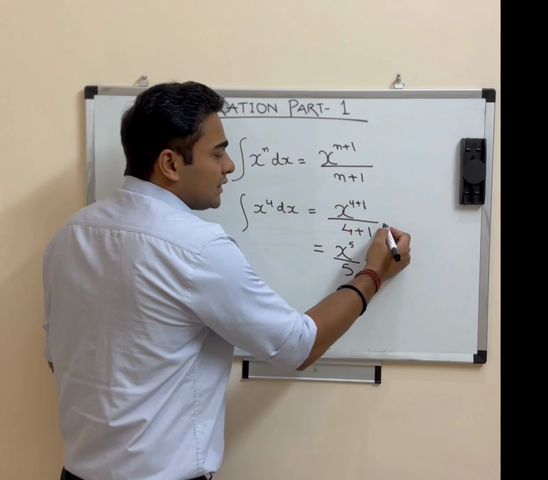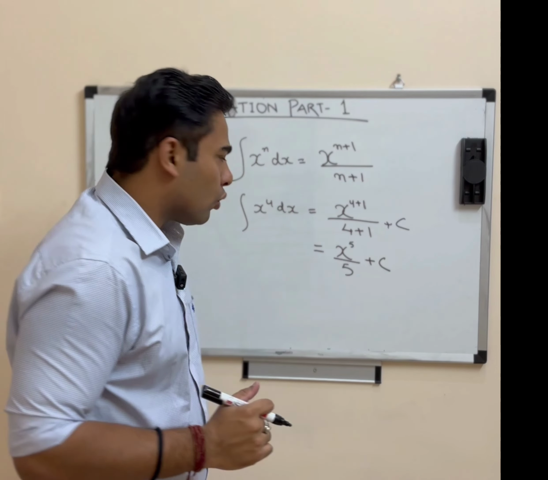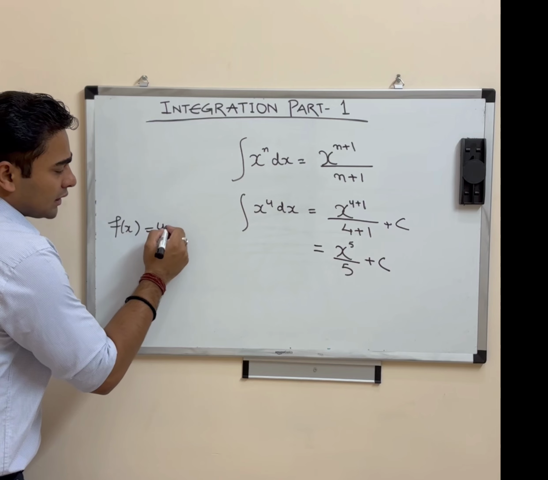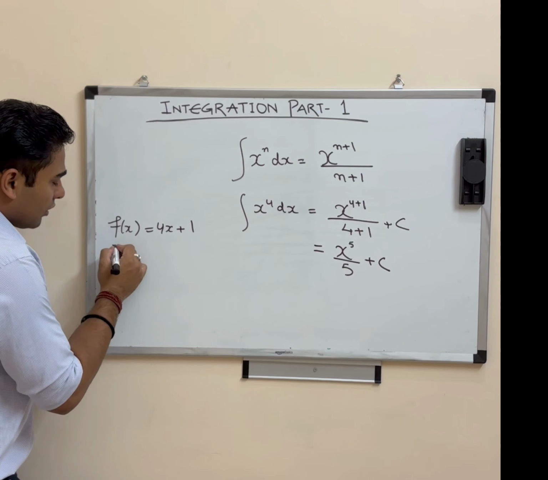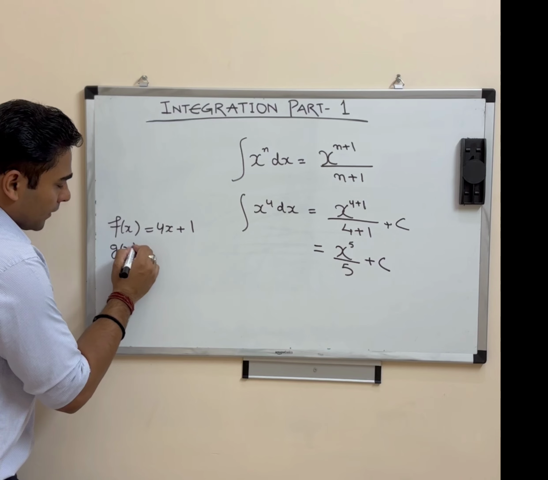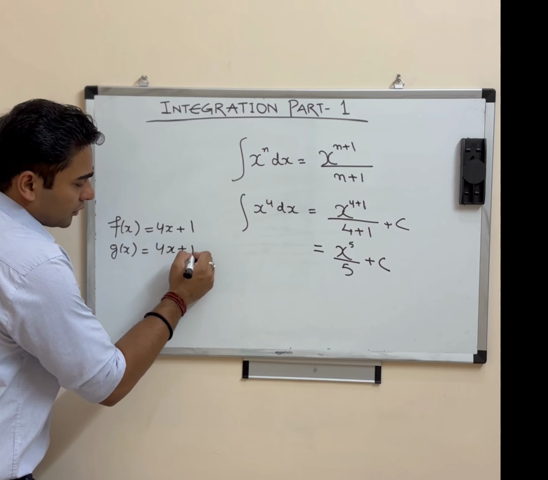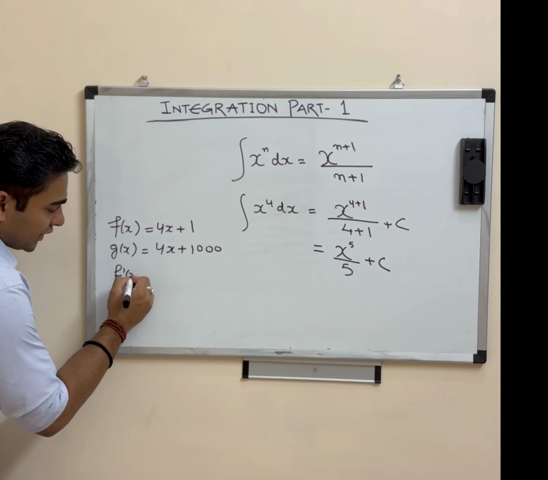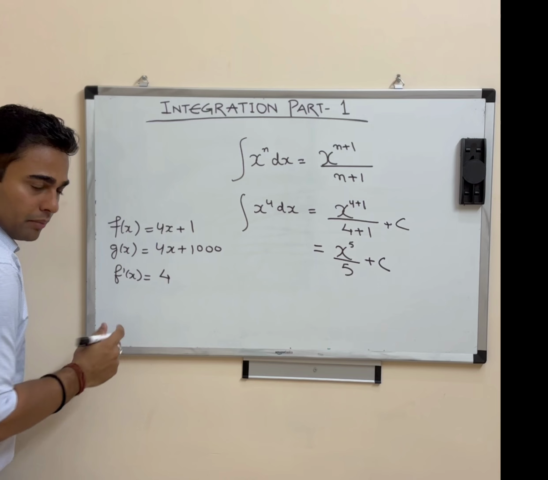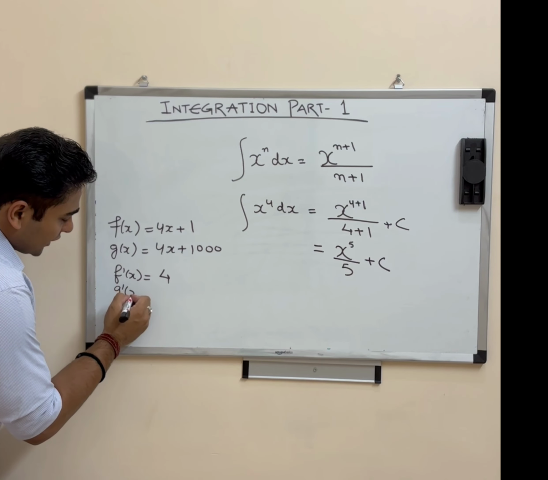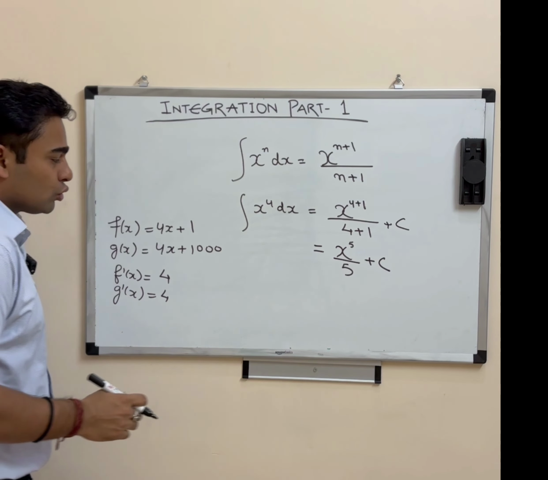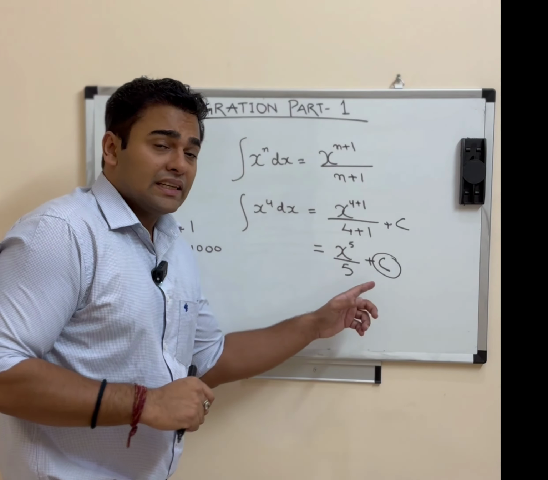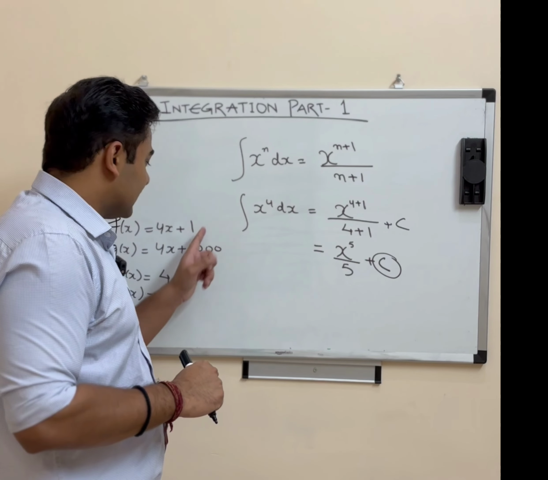Why is it c? Let's try to find out. Let's say you have a function, which is 4x plus 1, and let's say you have another function, 4x plus 1000. Whether I find f dash x, which is the derivative of f x, it comes out to be 4, and whether I find g dash x, it would also come out to be 4. So this constant is varying in nature, right, from 1 to 1000. This c takes care of the varying nature of these constants.